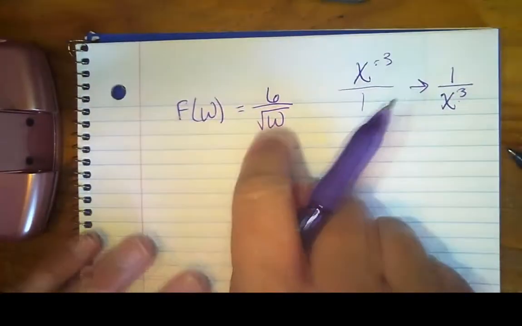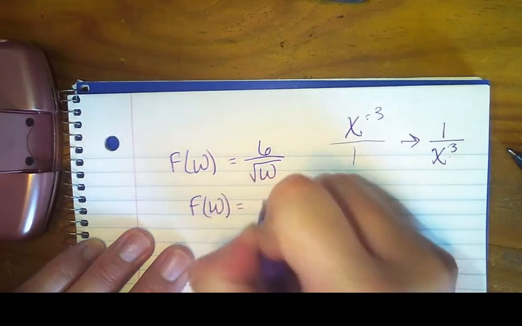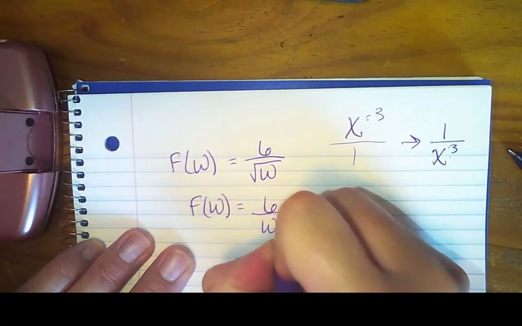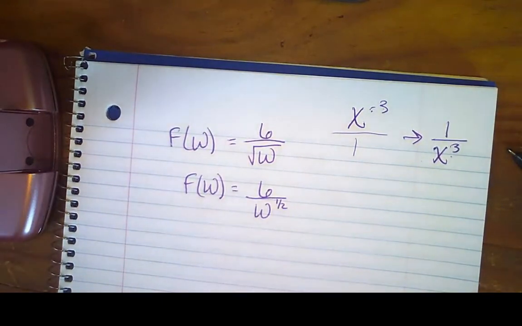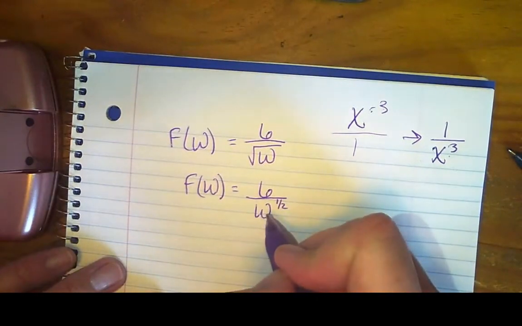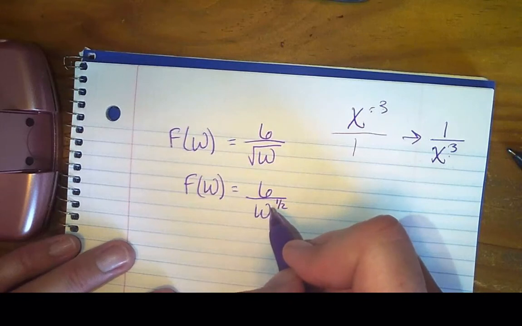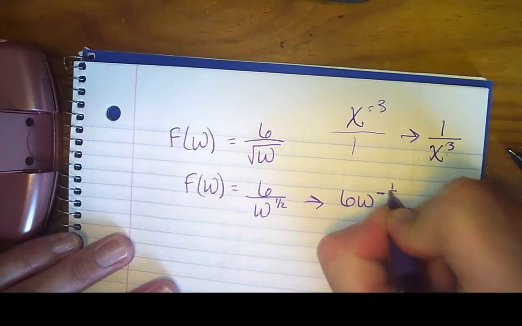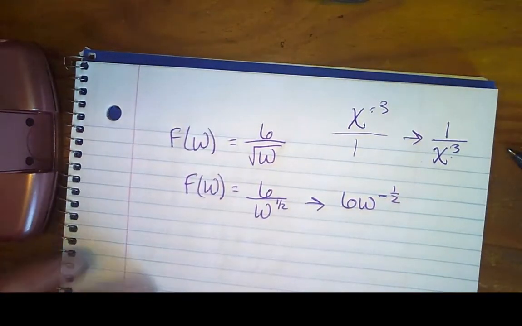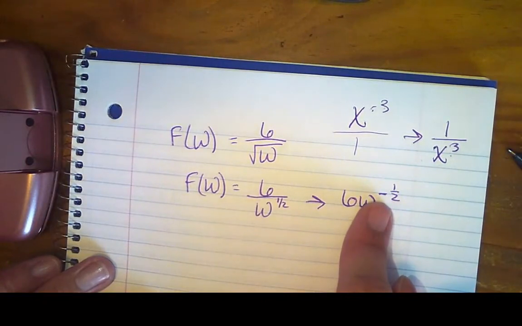That means I can rewrite this thing as, first of all, I'll have an f of w equals a 6 over w to the 1/2 power. Okay? Well, he's still in the wrong spot because I really don't want to deal with fractions unless I absolutely have to. So I need to bring him up top. So how do I bring him up top? Well, I can force it by changing the sign on the exponent. So that's actually going to be a 6 times a w to the negative 1/2. And now I've rewritten it in a fashion that I can take a derivative.